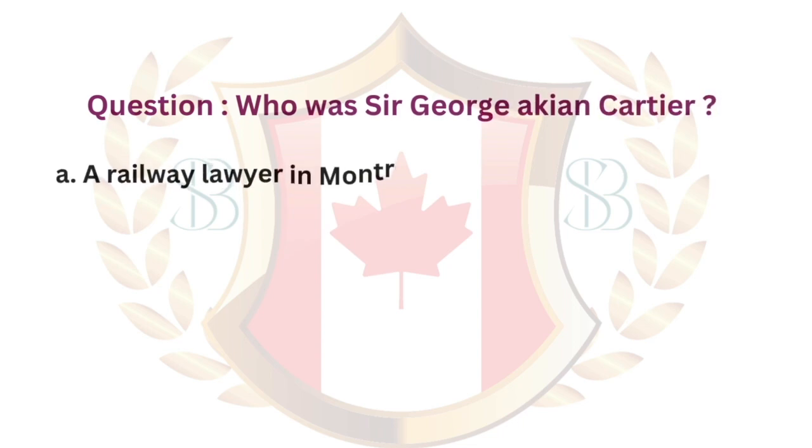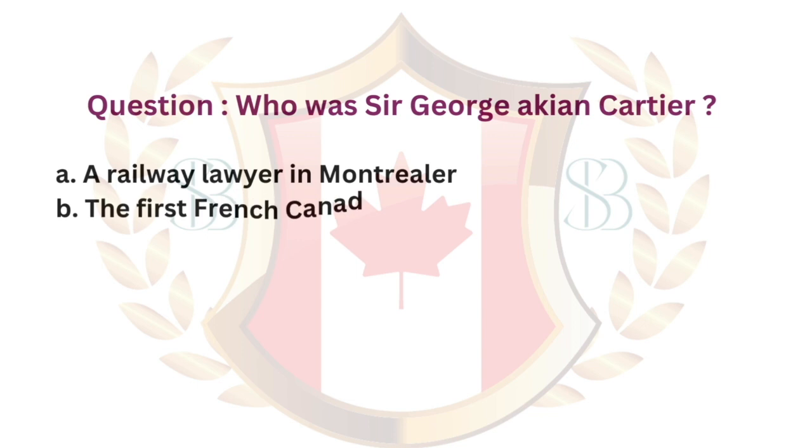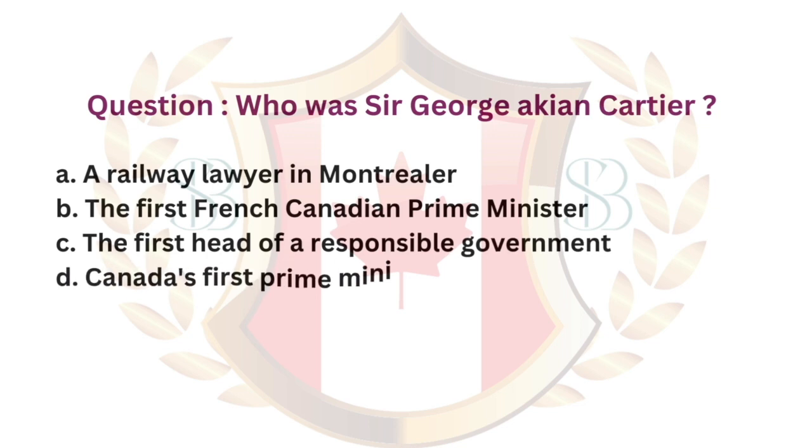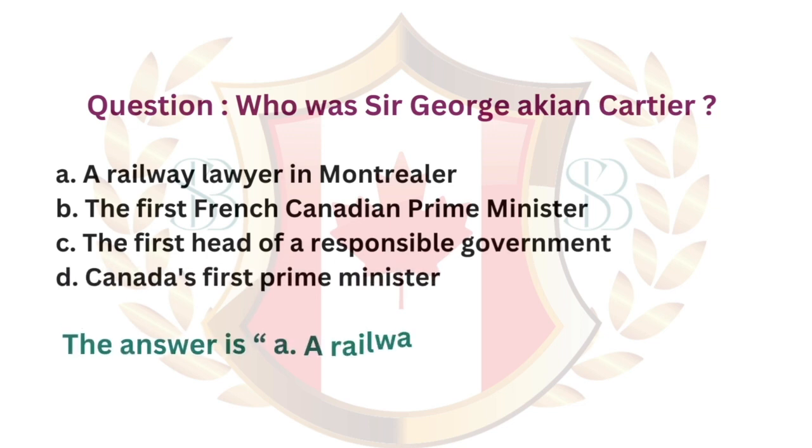Question. Who was Sir George-Étienne Cartier? A. A railway lawyer in Montreal. B. The first French-Canadian Prime Minister. C. The first head of a responsible government. D. Canada's first Prime Minister. The answer is A. A railway lawyer in Montreal.